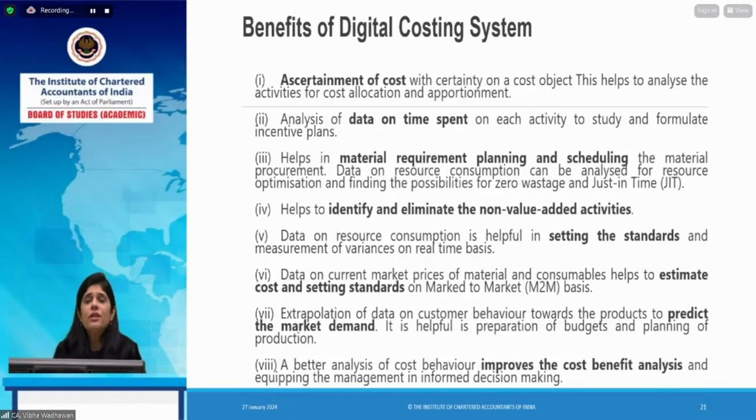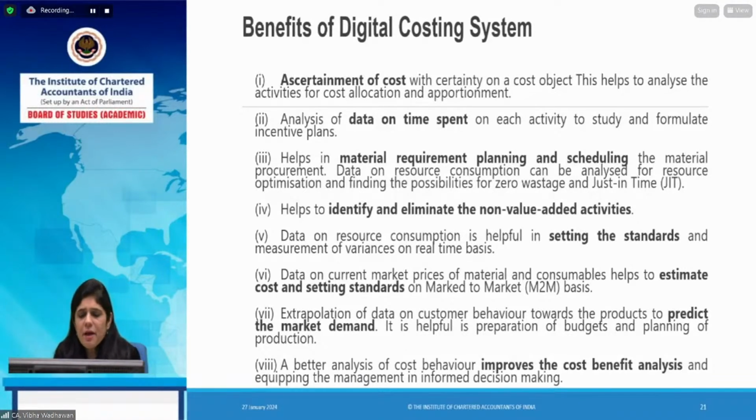The quantity of material should be 100 kgs only. It should not go beyond. So this helps to set the standard for us. What should be the cost? What should be the quantity? It helps in measuring the variances. It helps in measuring the actual performance with the standard.